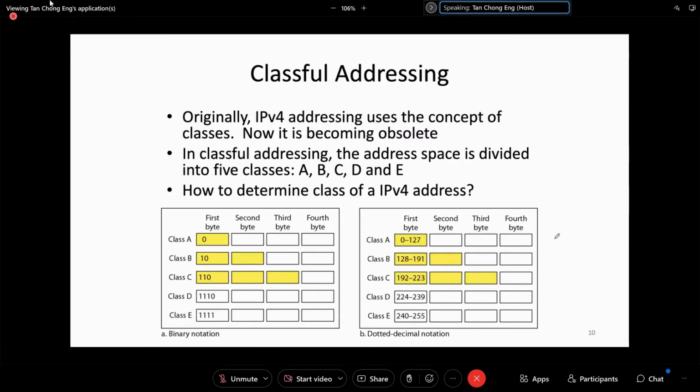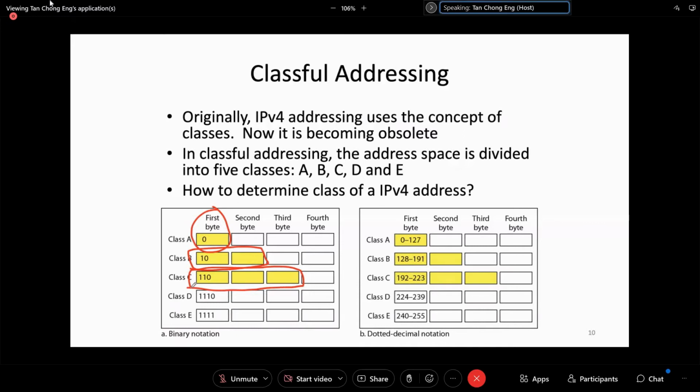Okay. So how are they determined? You can see that class A covers the first octet. Class B covers the first and second octet. Class C covers the first three octets. So the first three octets are divided into two portions. One part is the network ID. The other part is the host ID.